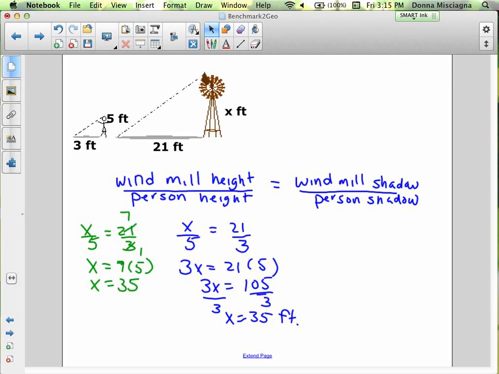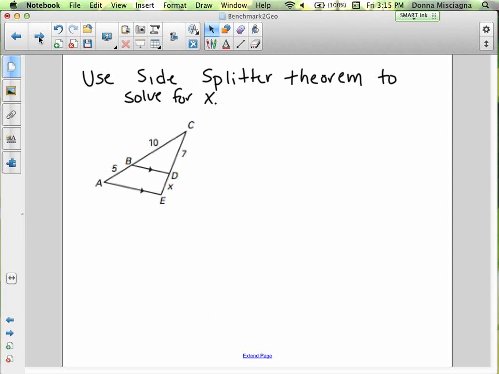So I just want to show you a couple real-world examples of solving with similar triangles. And the next video is going to be the last video. We're going to look at the triangle proportionality theorem.